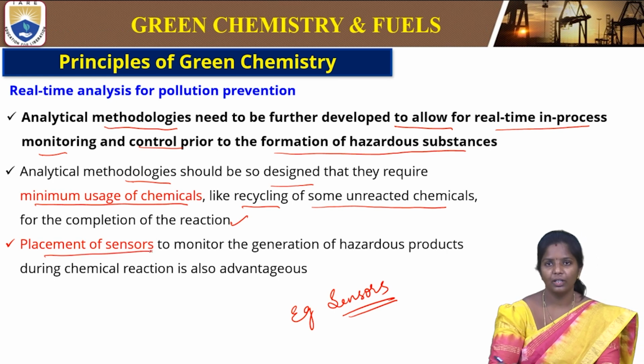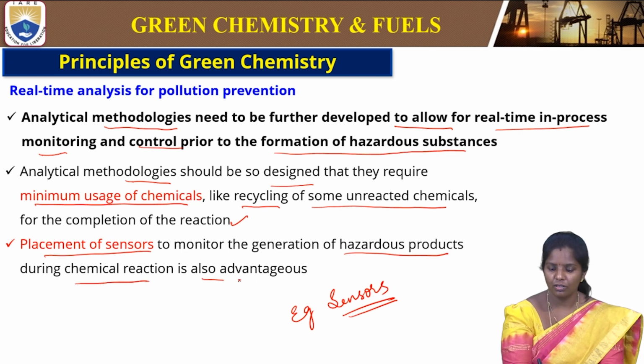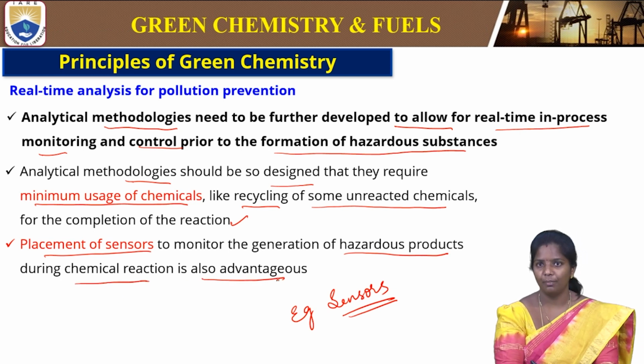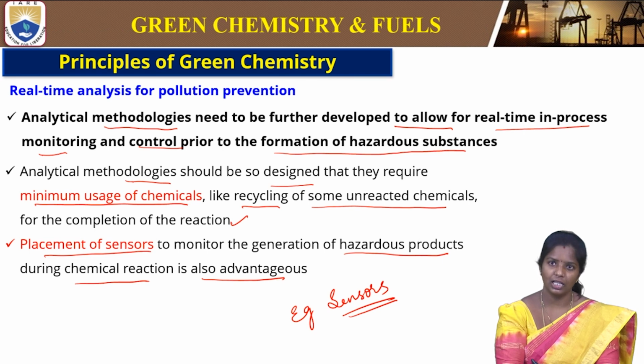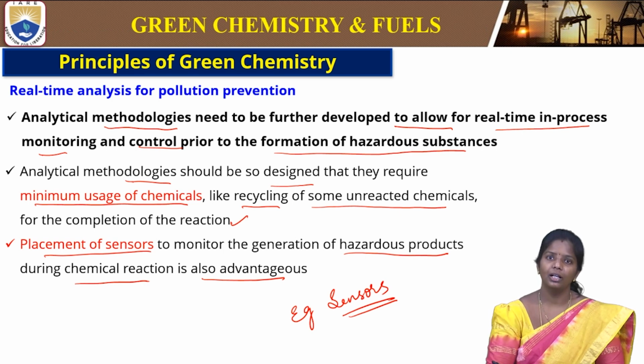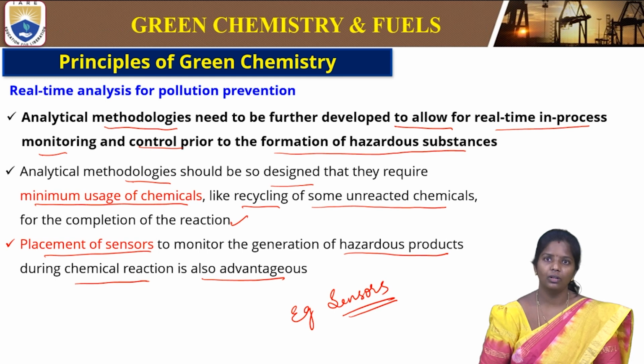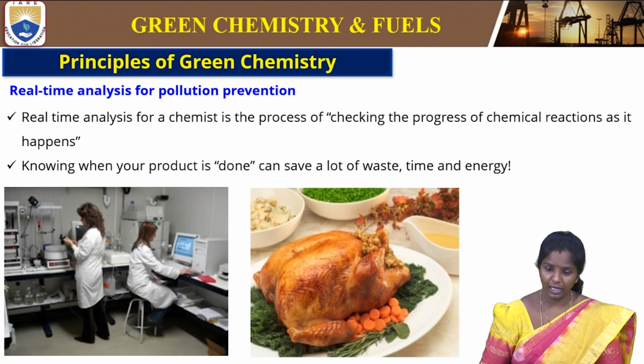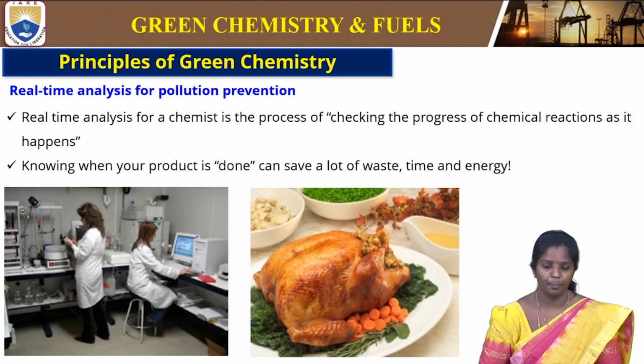Placement of sensors, which we have discussed, like monitoring the generation of hazardous products during a chemical reaction, is also advantageous. For example, if sensors are used, they will give an indication if any hazardous products are being produced during that particular chemical reaction. So this is how it helps real-time analysis for preventing pollution.